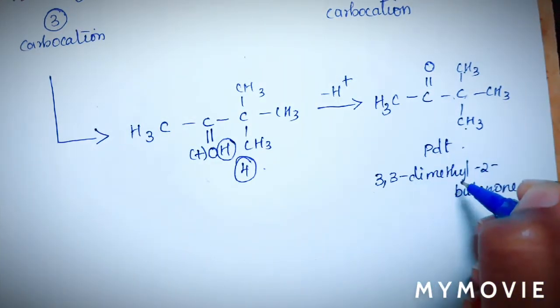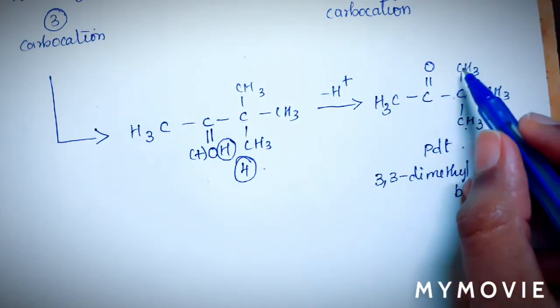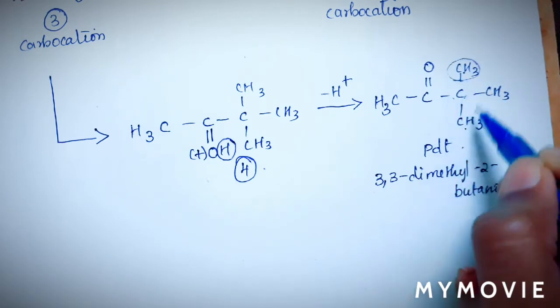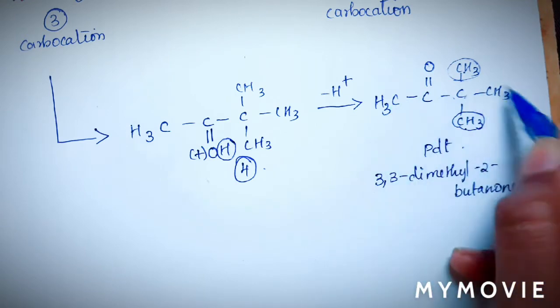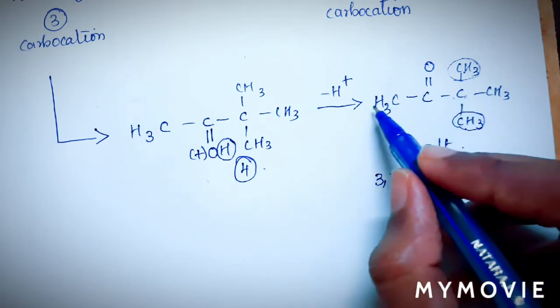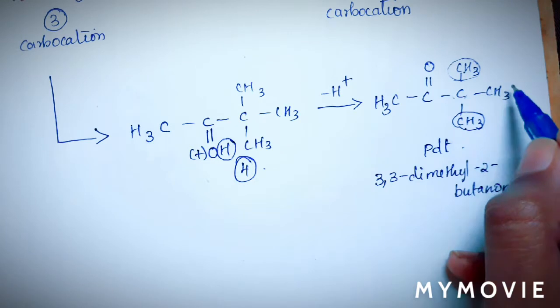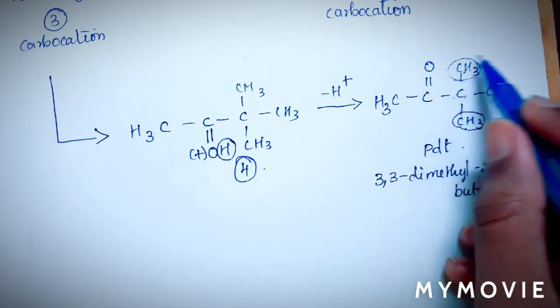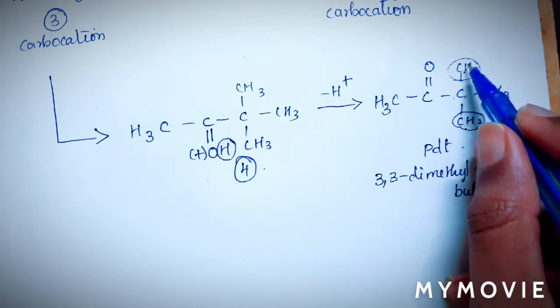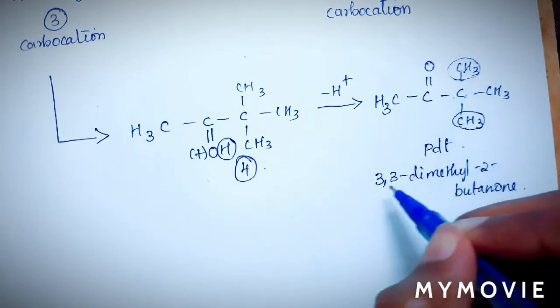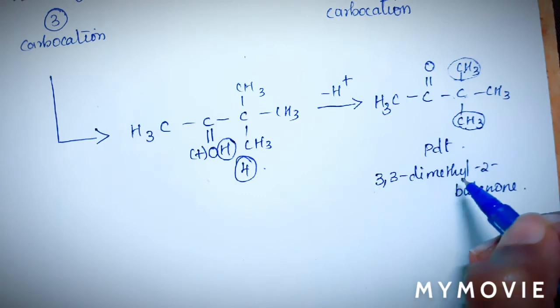3,3 dimethyl because to carbon number 3 there are 2 methyl groups attached. Not this, because it's in the chain. This is not a methyl group. This is a carbon atom in the parent chain. So this is not considered as a separate group. Only these two are substituent methyl groups. So to carbon number 3 we have 2 methyl groups. So I am writing 3,3 dimethyl.